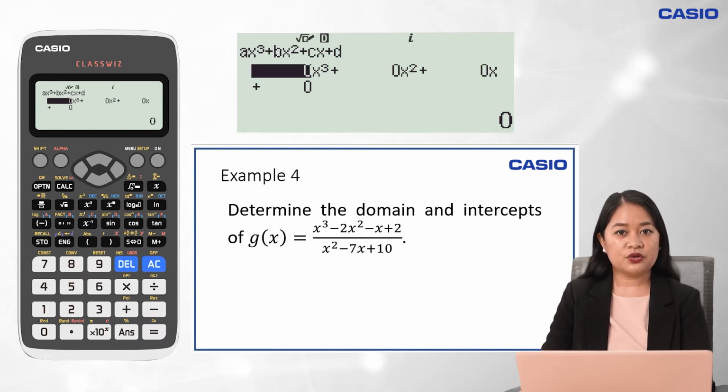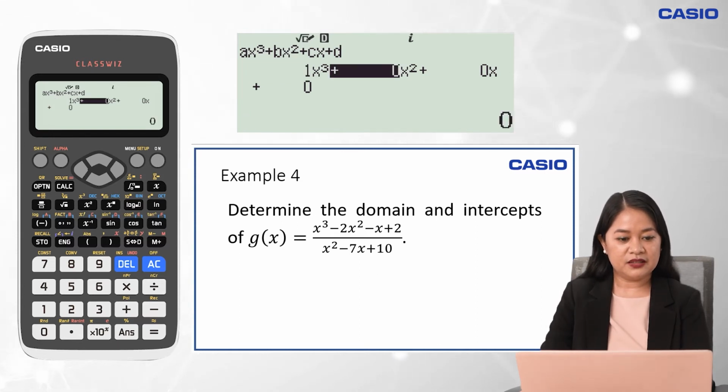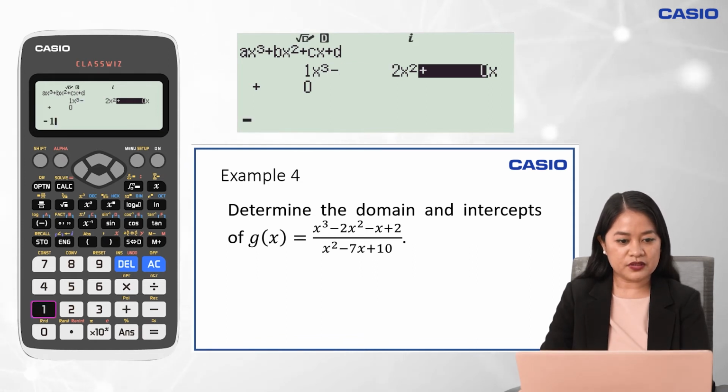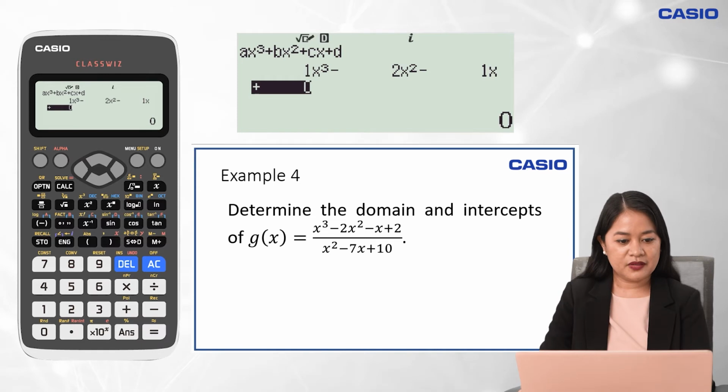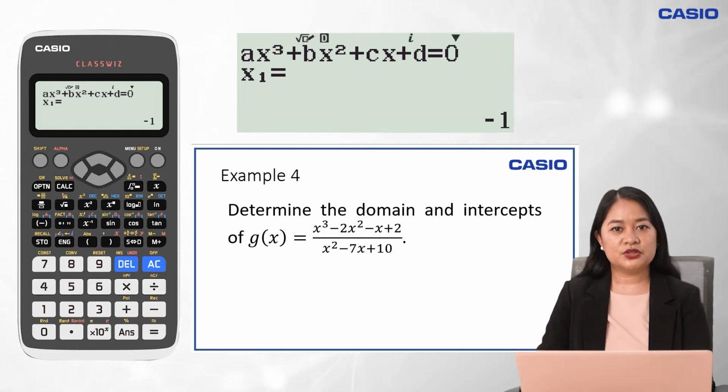Then we input each coefficient of the cubic expression and press equal to enter each value. That is, input 1 for A, negative 2 for B, negative 1 for C, and 2 for D. Then we press the equal button twice. After which, just press the equal button to determine the zeros. As indicated, the values are negative 1, 1, and 2.